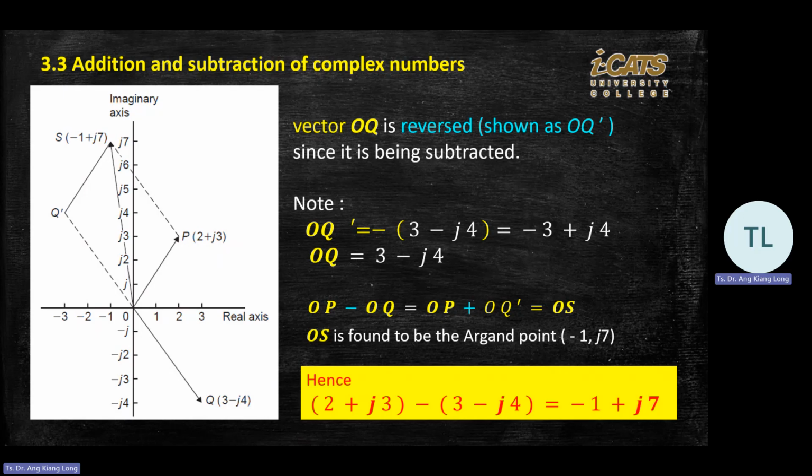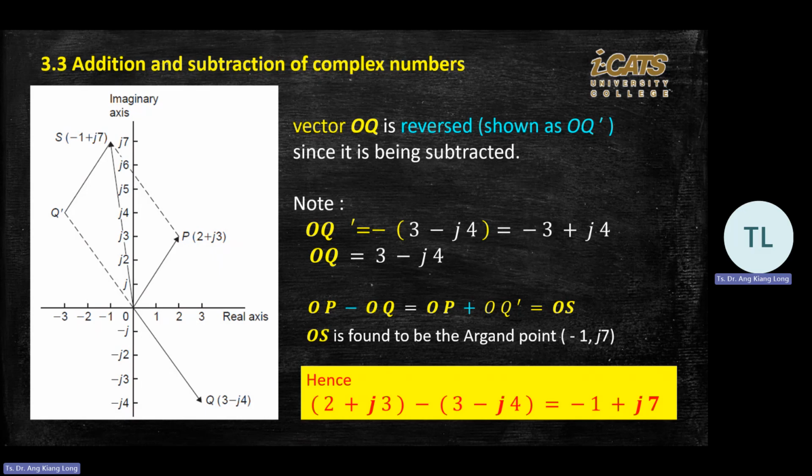So if you take OP minus OQ, OP is 2 plus j3, and you minus OQ, which is 3 minus j4. You take the real parts together, 2 minus 3, you get minus 1. Then look at the imaginary component, 3 minus 4, you get minus, minus 4, you get positive. So you get plus j7.